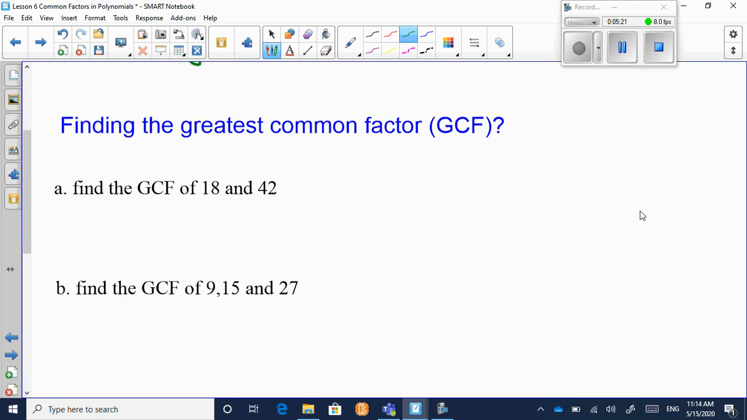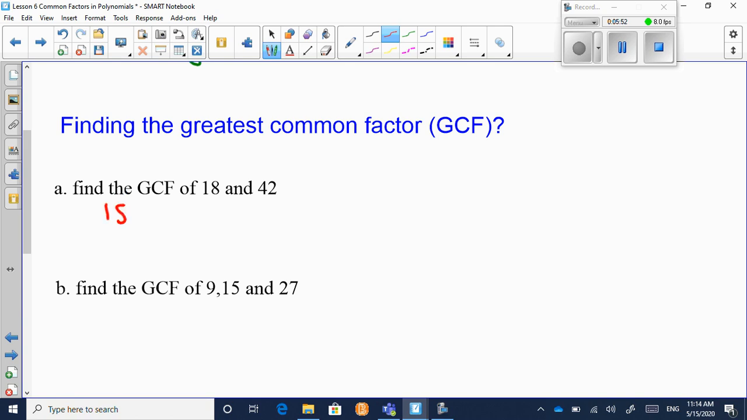Let's say I gave you two numbers and asked you to find the greatest common factor of 18 and 42. What's the biggest number that goes into both of them? Now, a lot of students will say to me, well, I know 2 goes into both of them. And you're definitely right, they're both even, so you know that 2 will go in. But is that the biggest number? So I'm going to give you this technique for doing it where you can be sure that you get it. So watch what I'm going to do.